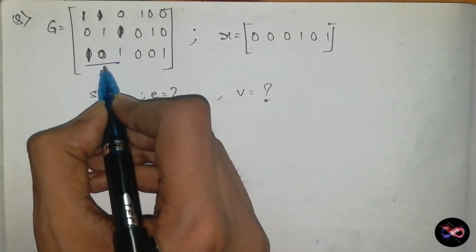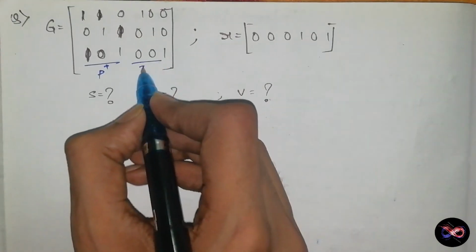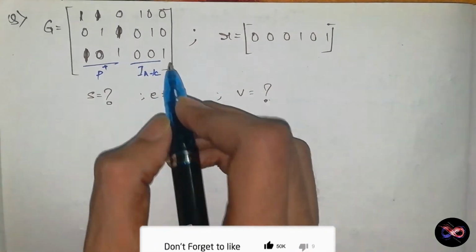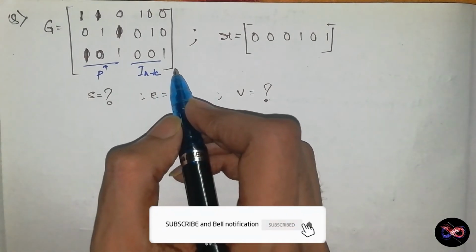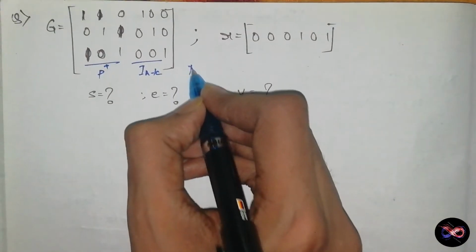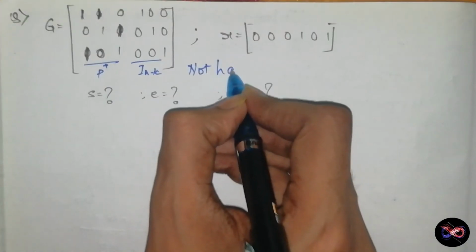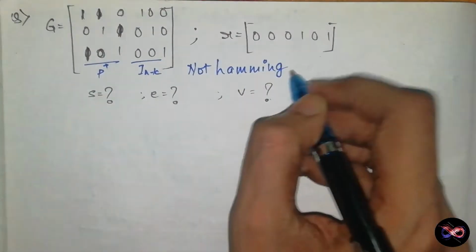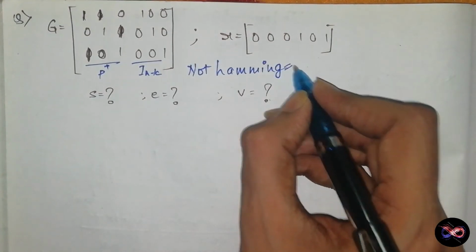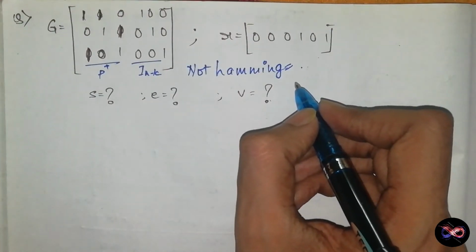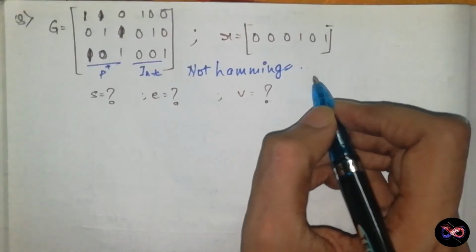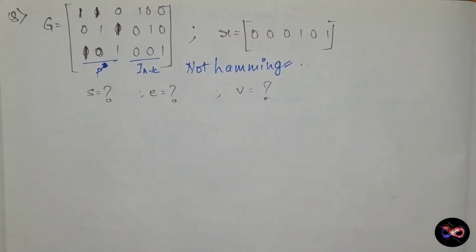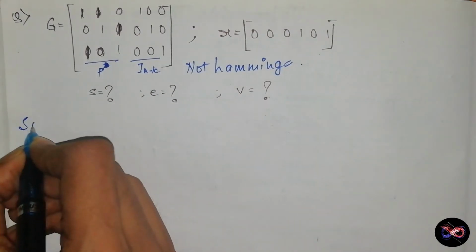So from the generator matrix we can easily find out the H matrix. So this is the parity one and this is the identity one. And if you check whether it is a Hamming code or not, you will find that it is not Hamming, as it will not satisfy the first condition, that is n is equal to 2 to the power m minus 1. So it is not Hamming. So this was about the Hamming. Now let's proceed for the sums.